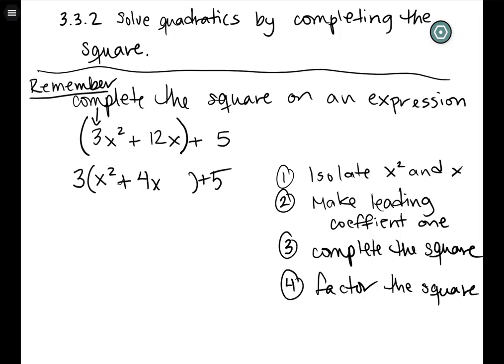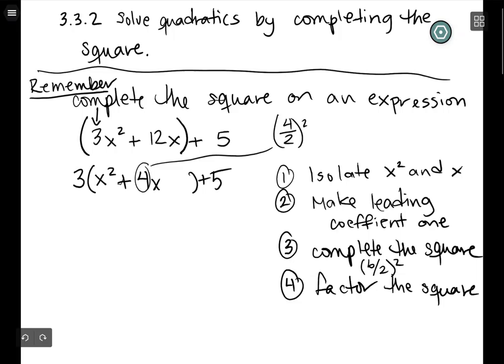Now we finally get to complete the square. And remember, the trick for complete the square is you take that number in front of x, you cut it in half, and you square it. So we're going to take this number, and we're going to divide it by 2, and then square it, which is going to give us 2 squared. So the magic number in this case is 4.